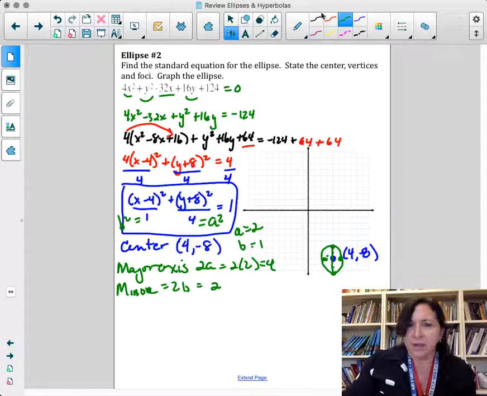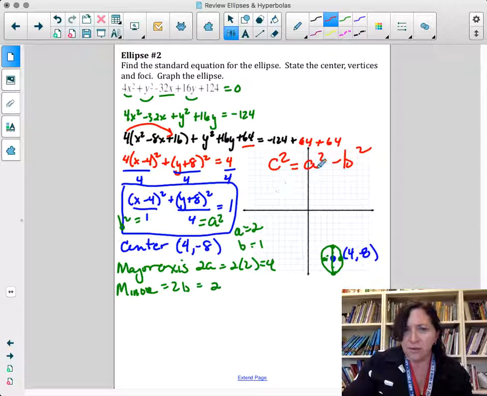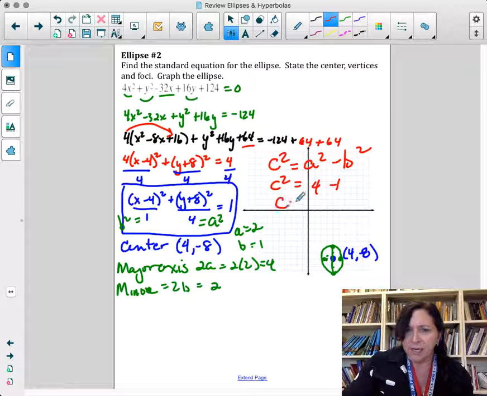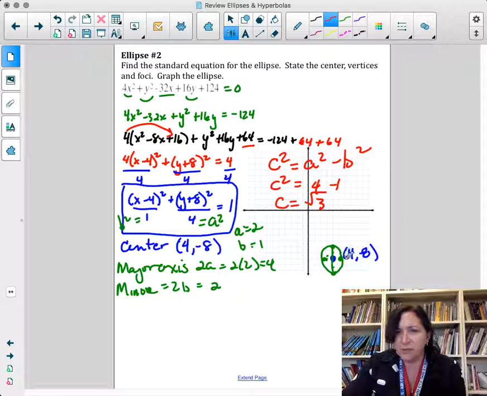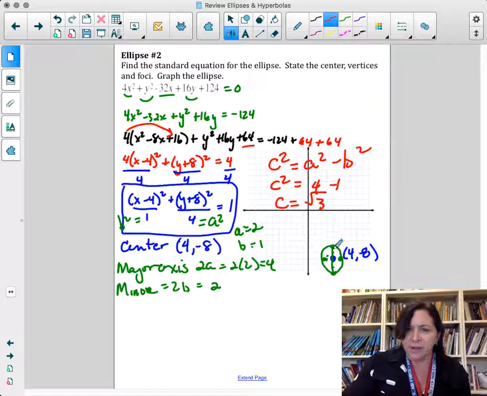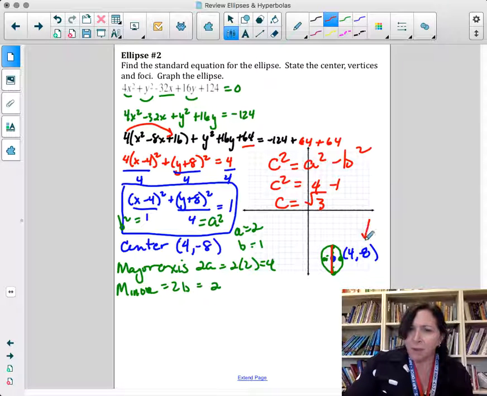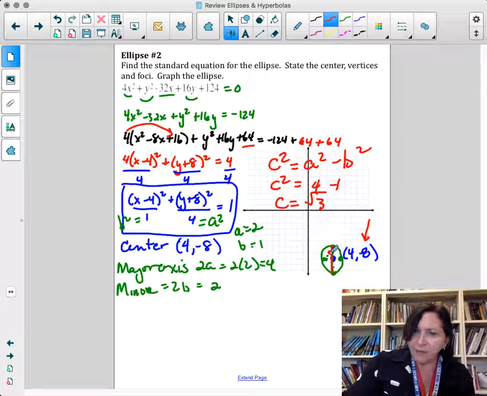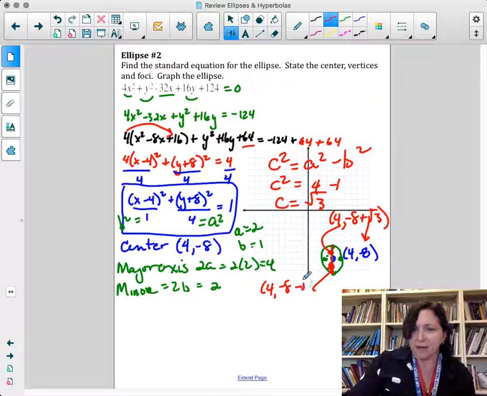So what I have now is this shape, and the last thing I need to resolve is what my focal points are. So c squared is equal to a squared minus b squared. So I do need to find my focal points. So c squared equals 4 minus 1. So 4 minus 1 is 3. C is equal to the square root of 3. Because my focal points are always on the major axis, right? I'm going to add my c value to my y coordinate. So you're going to have to label this point and this point. These are my focal points. You're going to have to label those. So to label those, you're going to say parenthesis 4, negative 8 plus the square root of 3. And this point right here is going to be 4, negative 8 minus the square root of 3.